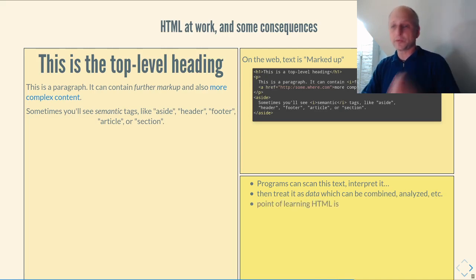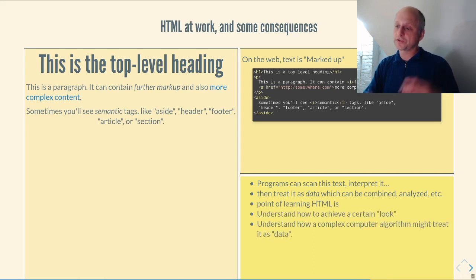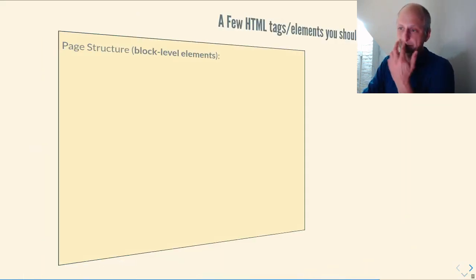For us in this class, the point of learning HTML is twofold. It is first so that we can understand how to make a web page look like we want it to look, and second, so we can understand also how an algorithm run by a computer, maybe by a scholar or maybe by a giant megacorp, might treat that text as data.